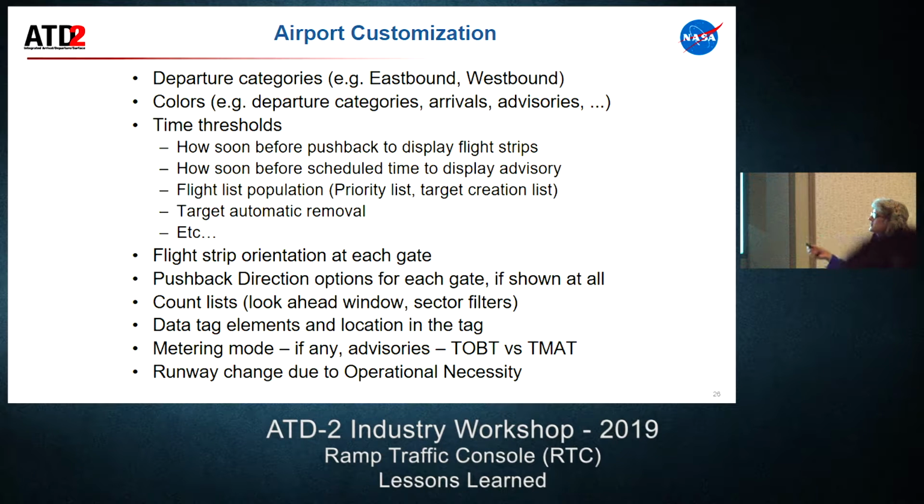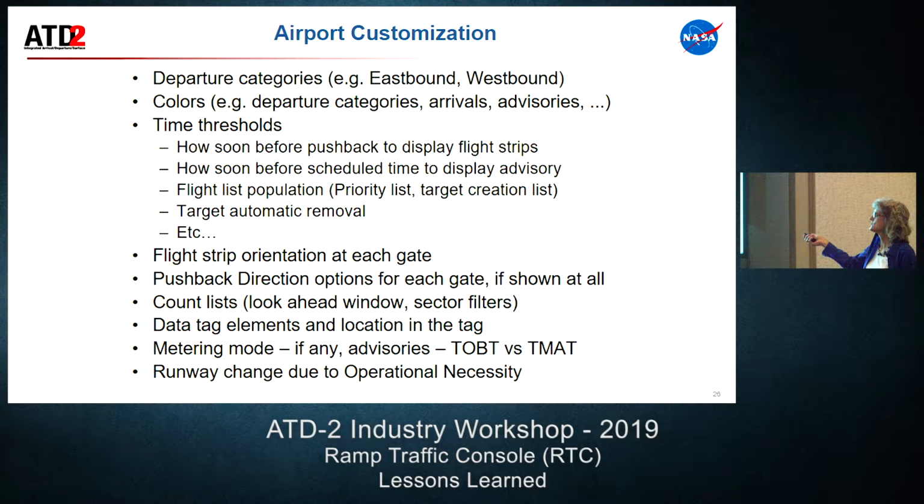The flight strip orientation by gate. In Charlotte, I don't know if you noticed from Debbie's previous slides that some of the tags are cocked a little bit sideways. Well, those are oriented by how the plane would be sitting at the gate. And so that position of the strip at the gate is per airport. Pushback directions, we'll see that a little bit later.